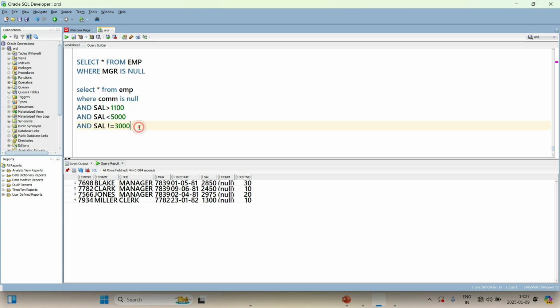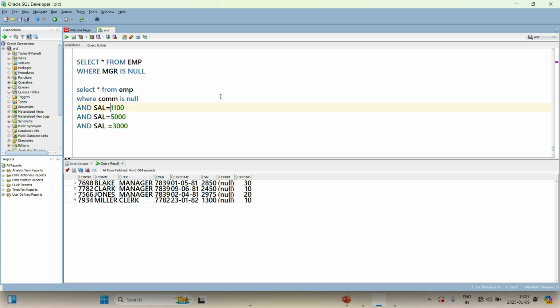I told you one rule, if you remember, that on the same column we cannot use the AND operator, but here we are using it. The point to understand is that whenever you have a positive condition, or an equals to condition, then you cannot use the same column along with the AND operator, because that is practically or logically not possible. The same person would have to have salary 1100 also, 5000 also, and 3000 also, right?